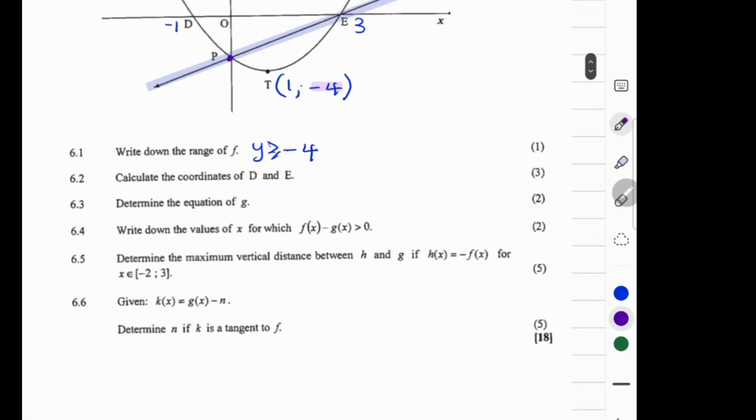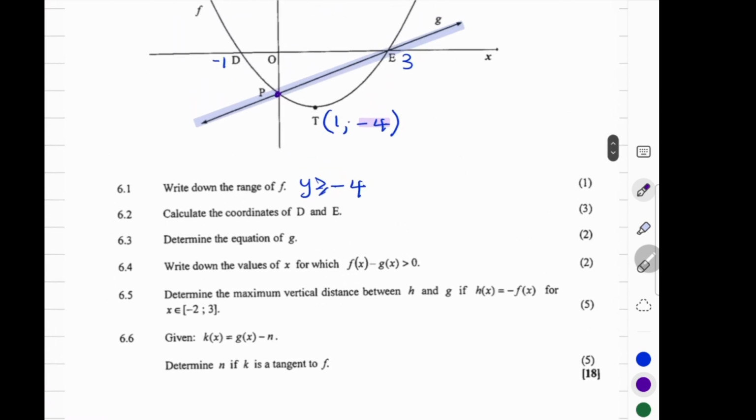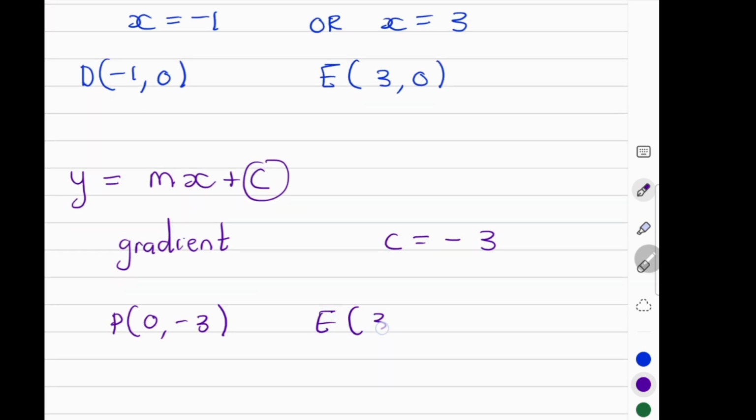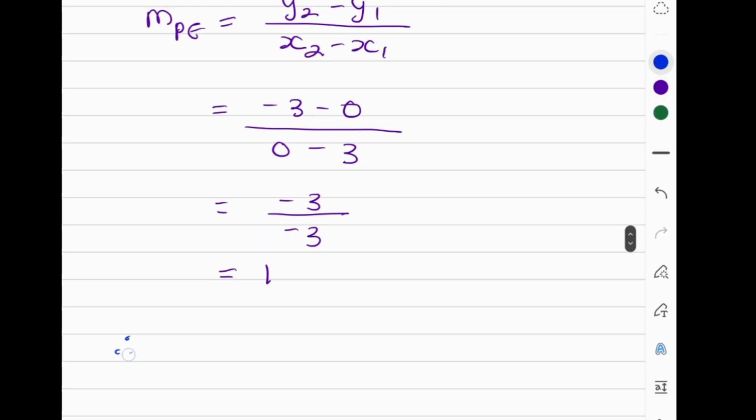And now we need to determine the gradient of g. We can use the point P, which is (0, -3), and we can also use the point E, which is (3, 0). So we can determine the gradient of PE, which is (y2 - y1) over (x2 - x1). So this is (-3 - 0) over (0 - 3), that gives me -3 over -3, which is equal to 1. Therefore the equation of g(x) is equal to x - 3.